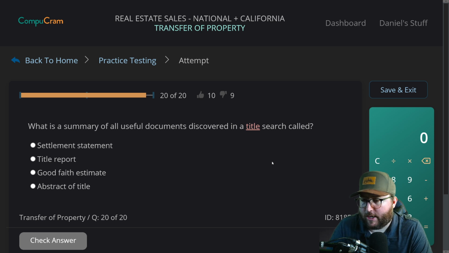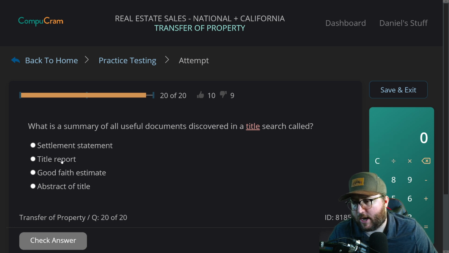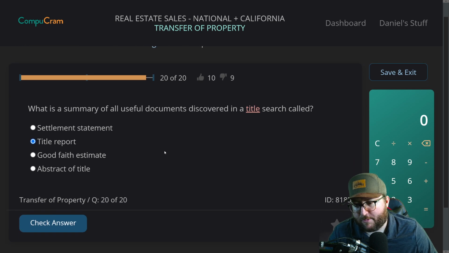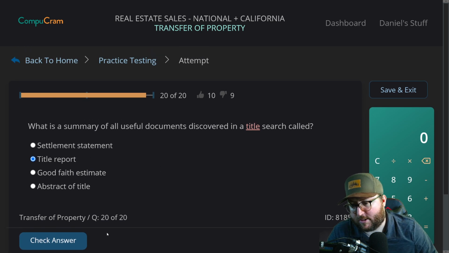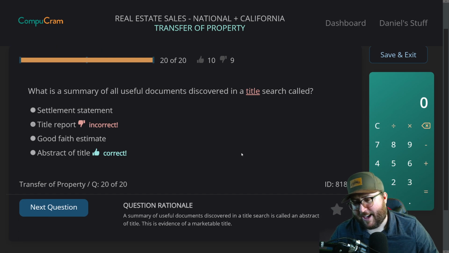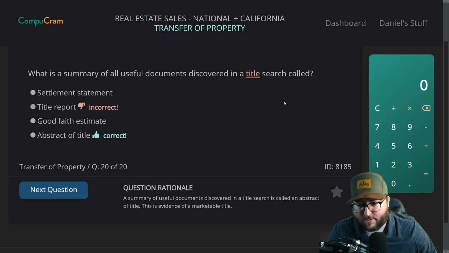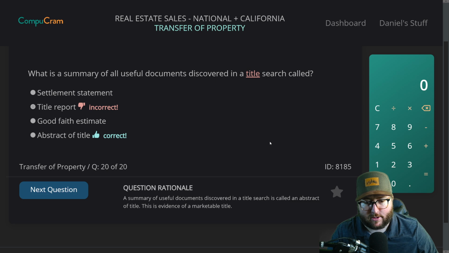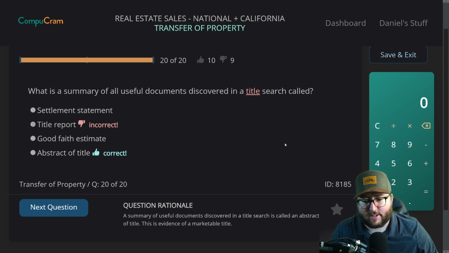Last question, 20. What is a summary of all useful documents discovered in a title search called? A, settlement statement. B, title report. C, good faith estimate. D, abstract of title. We did the abstract. Summary of settlement statement. I think it's abstract of title or title report. If it's abstract of title, then I'm not that smart. Correct. Oh yeah, okay. I'm not that smart. I overthought it. A summary, because we just had this question 3 questions ago. A summary of useful documents discovered in the title search is called an abstract of title. This is evidence of a marketable title.